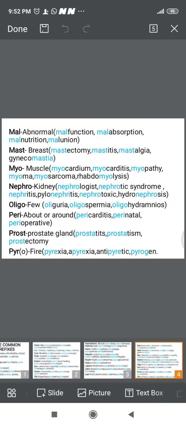Another prefix we have here is myo, which stands for muscle. We have myocardium, that is the muscle layer of the heart. Myocarditis is the inflammation of the muscle layer of the heart. We have myopathy. Myopathy is the disease condition affecting the muscle tissue. Myosarcoma is the malignant tumor of the muscle tissue.